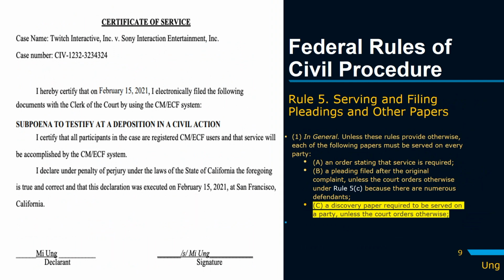Lastly, a proper subpoena must include a certificate of service, as all discovery documents are required to be served on the parties involved. For cases pending in state courts, this is known as a proof of service. Here, the documents will be served via CM/ECF, a federal judiciary case management system.